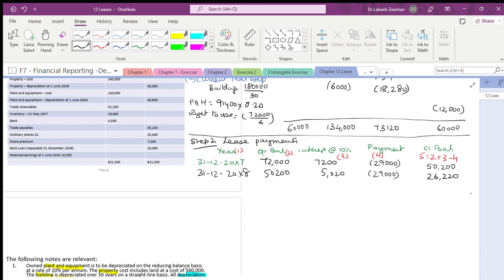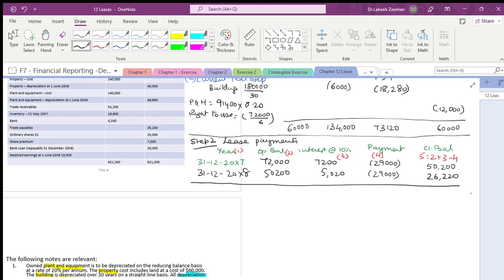Fine. Why are we doing this? We are doing this only to make sure how much is the current liability and how much is the non-current liability. The purpose of doing this is only to make sure about current liabilities and non-current liabilities. Fine. Is it right?